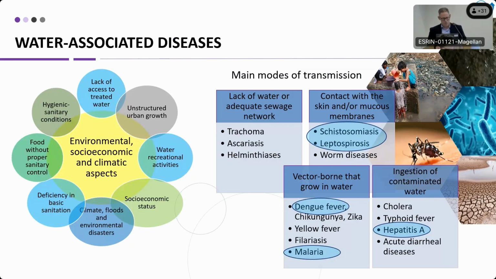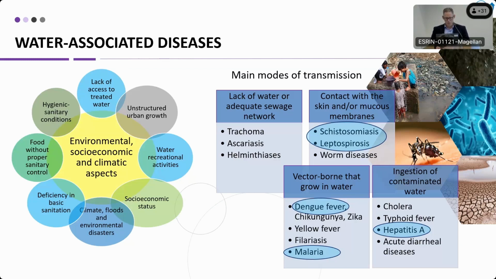So the main modes of transmission include the lack of water or an adequate sewage system, contact with the skin or mucous membranes, ingestion of contaminated water, and also vectors that thrive in water. And some of these diseases are notifiable in Brazil.